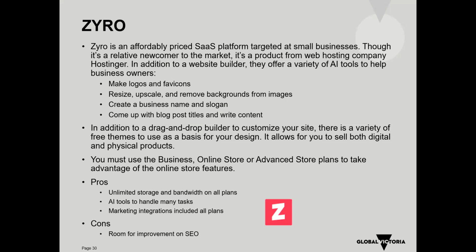They also offer a variety of AI tools to help business owners. Some of those tools will help you create logos and favicons, for example, resize, upscale, remove backgrounds from images, create your business name and slogan, and come up with blog post titles and write content and all sorts of other great things. In addition to a drag and drop builder to customize your site, there is a variety of free themes to use as a basis for your design, and it allows you to sell digital and physical products. Now, you must use the business online store or advanced store plans to take advantage of the online store features.